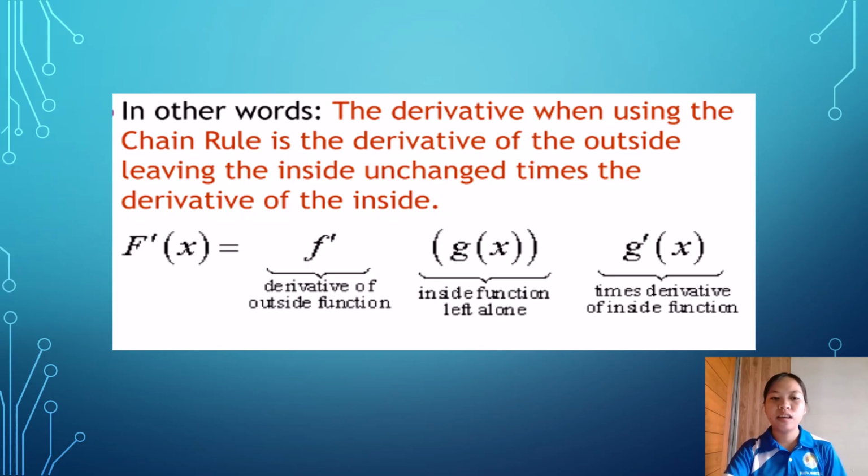So here is the prime notation. f prime of x is equal to f prime of g of x times g prime of x. So f prime is the derivative of the outside function, then g of x, the inside function, is left alone. So keep the inside function the same, then multiply it by the derivative of the inside function.